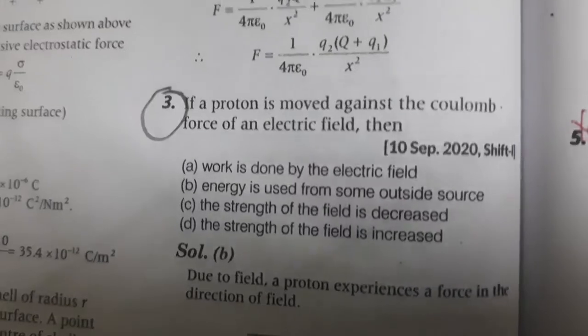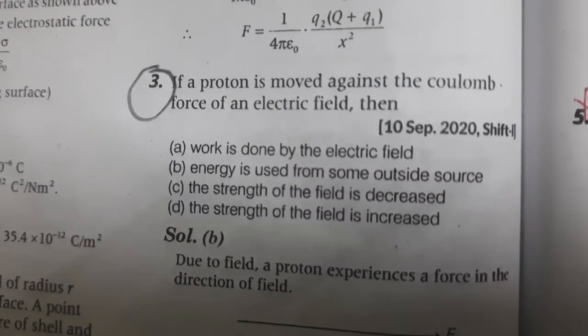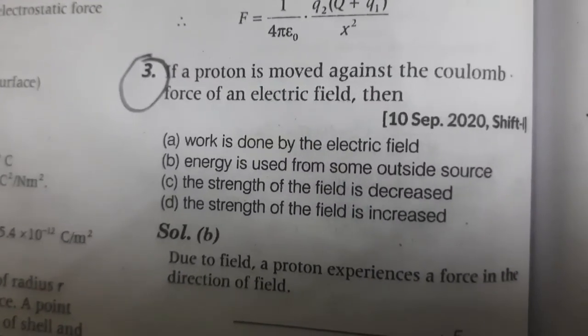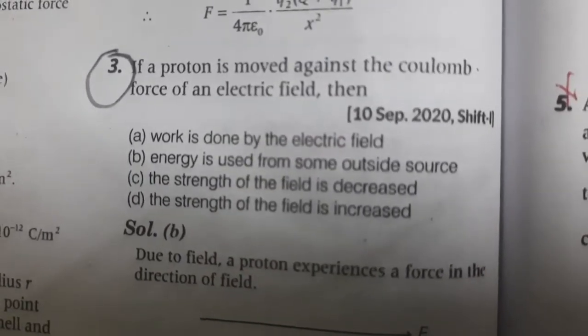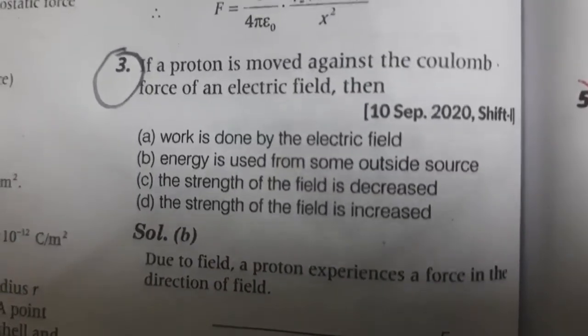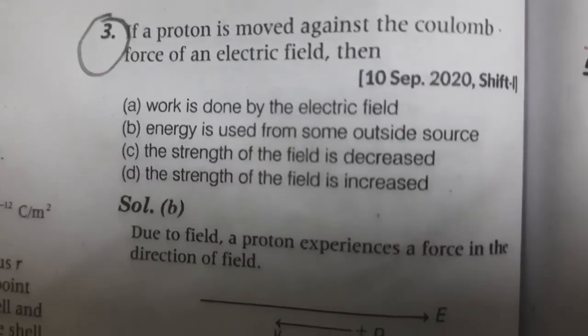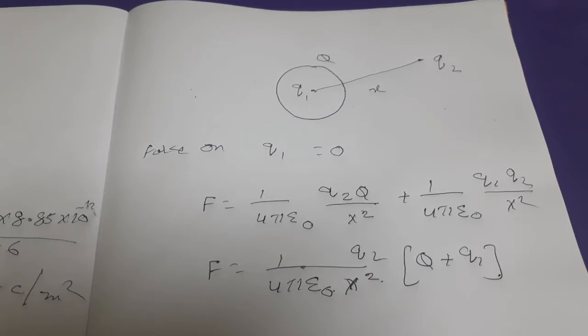Clearly you know what electric potential is: the amount of energy required to bring a charge from a certain distance into the electric field. So option B is right. Energy is used from some outside source. This is the question. Then come to the next question.